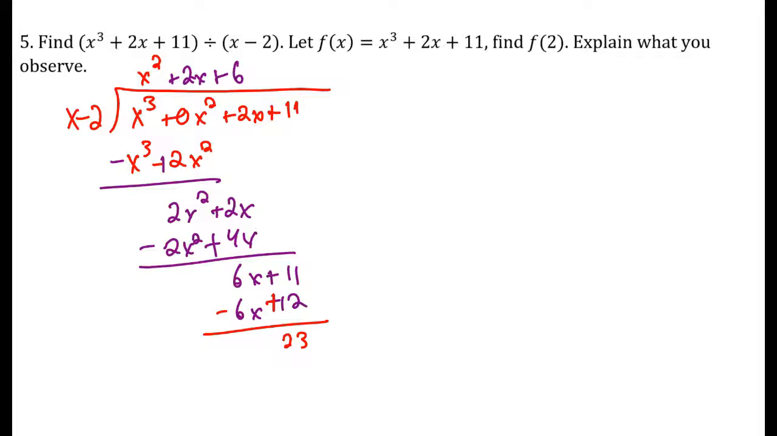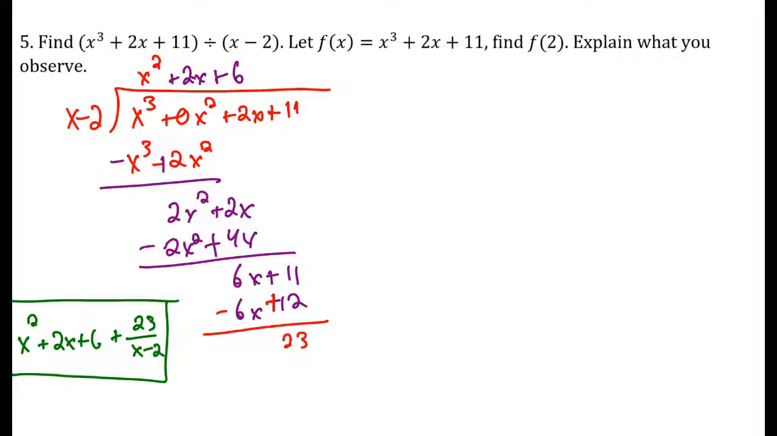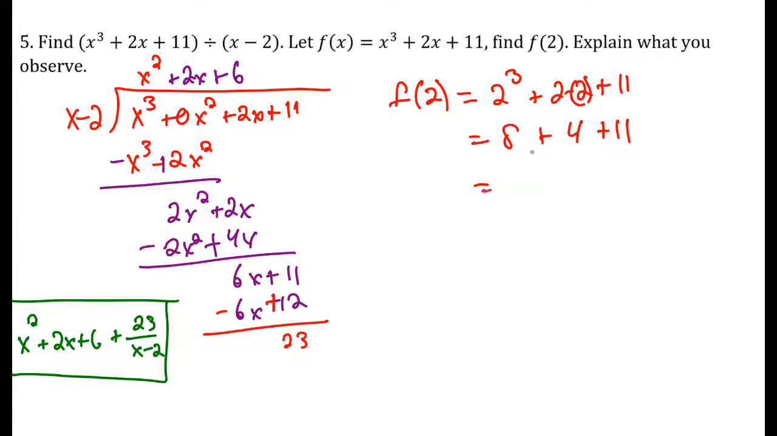So that tells me my final answer, my quotient, is x squared plus 2x plus 6 plus my remainder, 23, over x minus 2. That's that quotient in quotient remainder form. Now let's look at f of x. Find f of 2. Well, f of 2 means plug in a 2. 2 cubed plus 2 times 2 plus 11. 8 plus 4 plus 11. 12 plus 11 is 23.